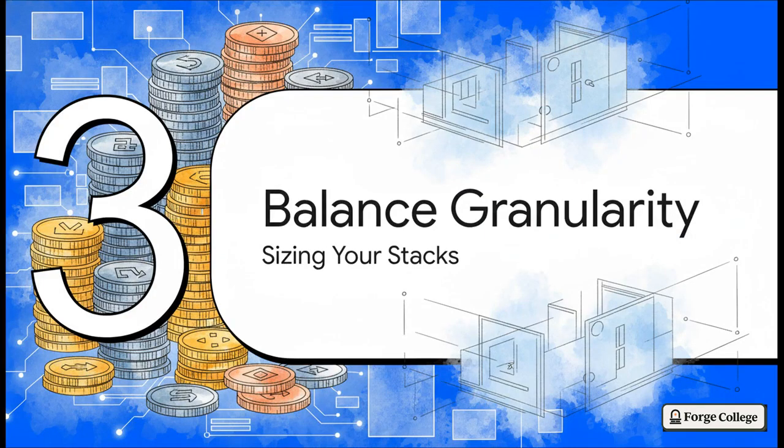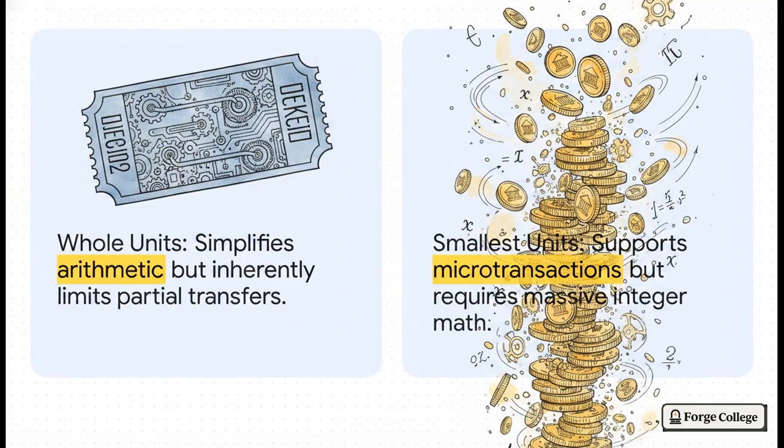Okay, let's look at section 3, deciding balance granularity. Now that we know how to label our tiles, let's shift our focus to the stack of coins actually sitting on them. You have a major architectural choice to make regarding the coins in your stack. Do they represent coarse, whole units, or the absolute smallest transferable subunits?